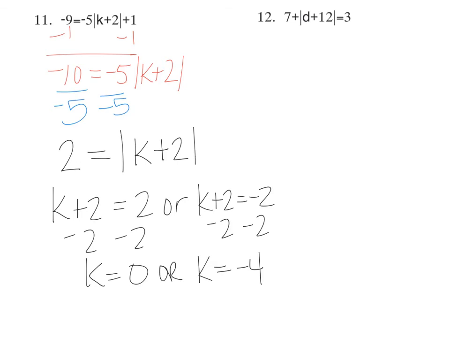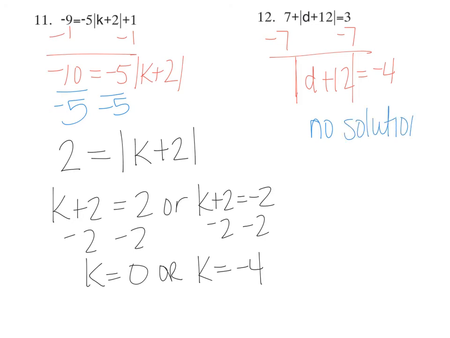Number 12. Same idea. Let's get our absolute value by itself. Let's subtract the 7. And I get the absolute value of d plus 12 equals negative 4. And now here we're in that situation. The absolute value is by itself on the one side of the equal sign, and there's a negative on the other. And the absolute value can never equal a negative, so there isn't any number you could plug in that's going to make it break those rules and come out negative. So we say there is no solution.